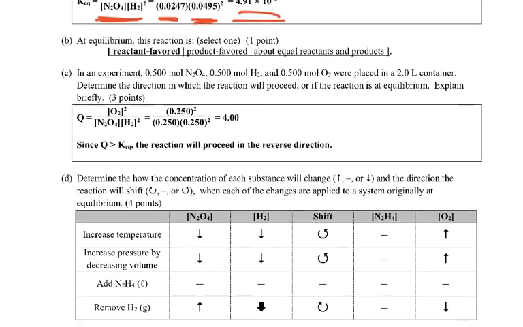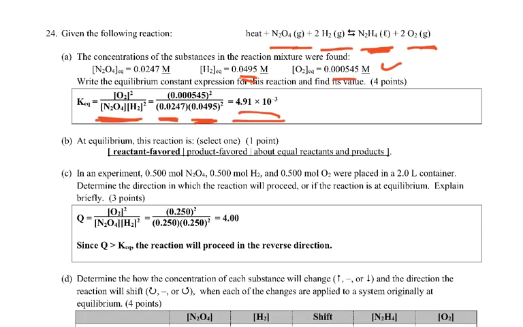Okay, at equilibrium, is this reactant favored or product favored? Well, that number is pretty small, much less than 1. So this is definitely going to be a reactant favored. That's all we're thinking about. Is it greater than 1 or less than 1?